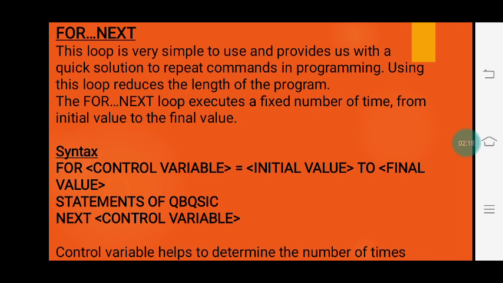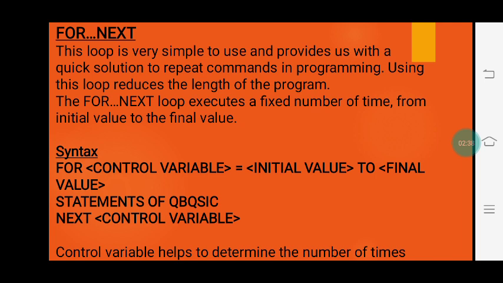The syntax of the for next loop is: for control variable, initial value to final value, statements of QBasic, next control variable. So what is a control variable? The control variable helps to determine the number of times.